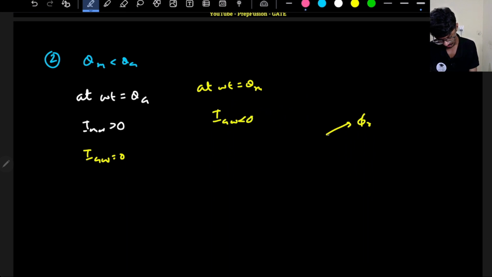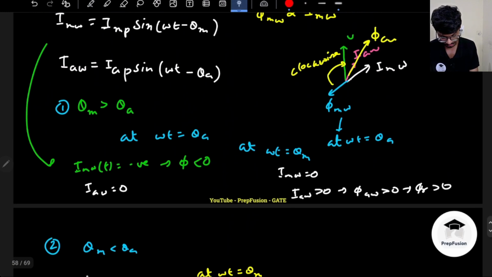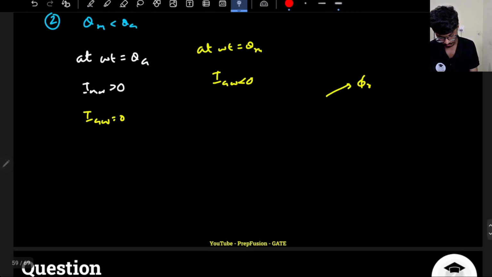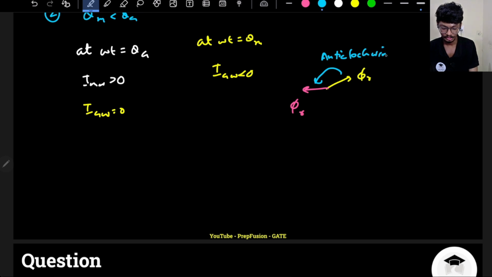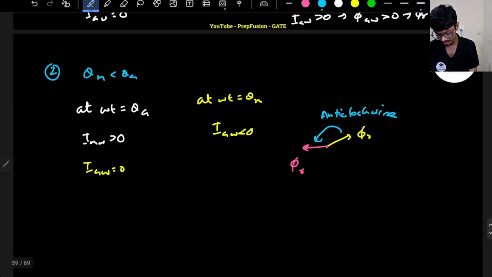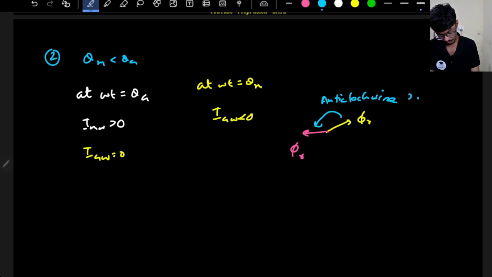That means your flux is somewhere here, because your auxiliary current will be more lagging, so it will be somewhere here, phi resultant. So what am I observing? I am rotating in the anti-clockwise. Educators will tell you to remember this, but I am explaining conceptually what is happening. So is this correct? No, right?